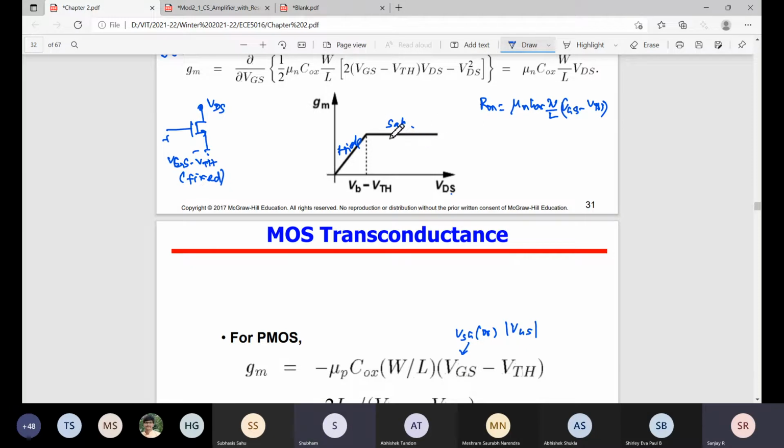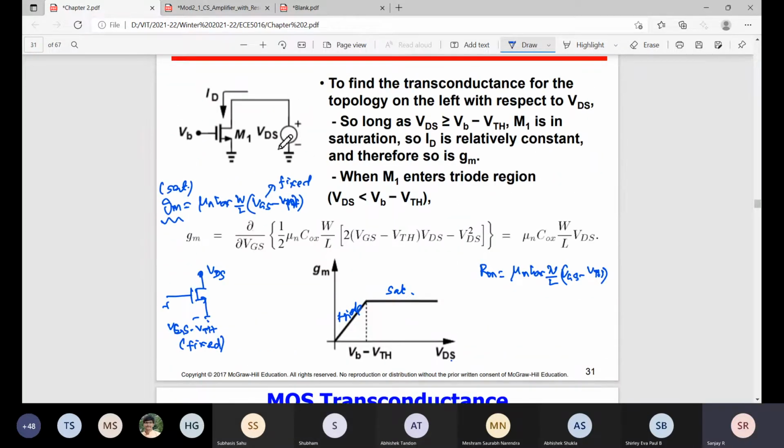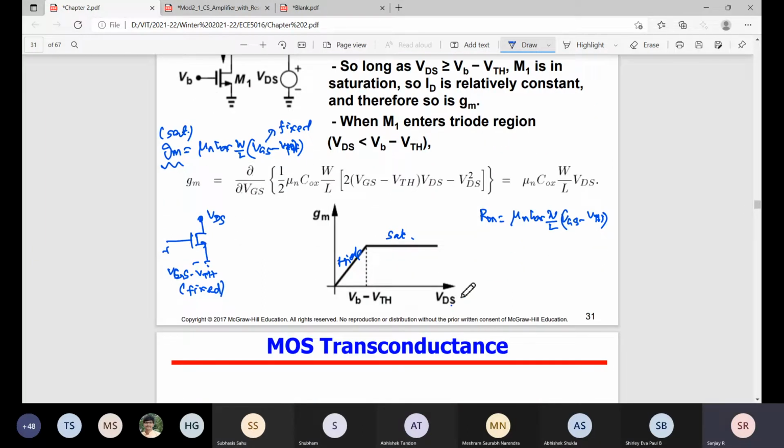Sir, what is VB in this curve? It is VDS. Without the channel length modulation effect, we are not using 1 plus lambda VDS. But you know in the triode region, GM is proportional to VDS. Okay, so let me write here. Write it very clearly.